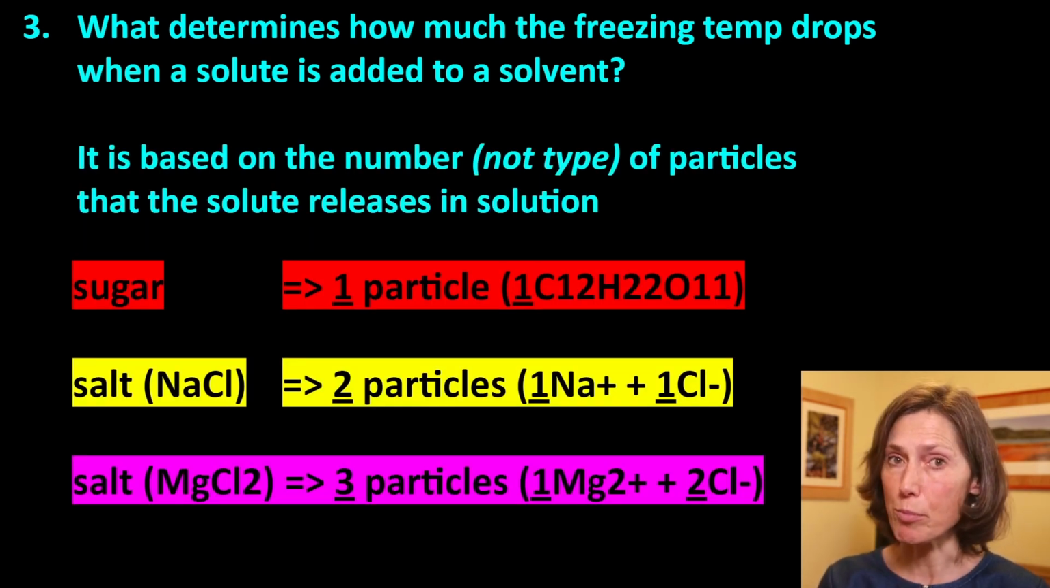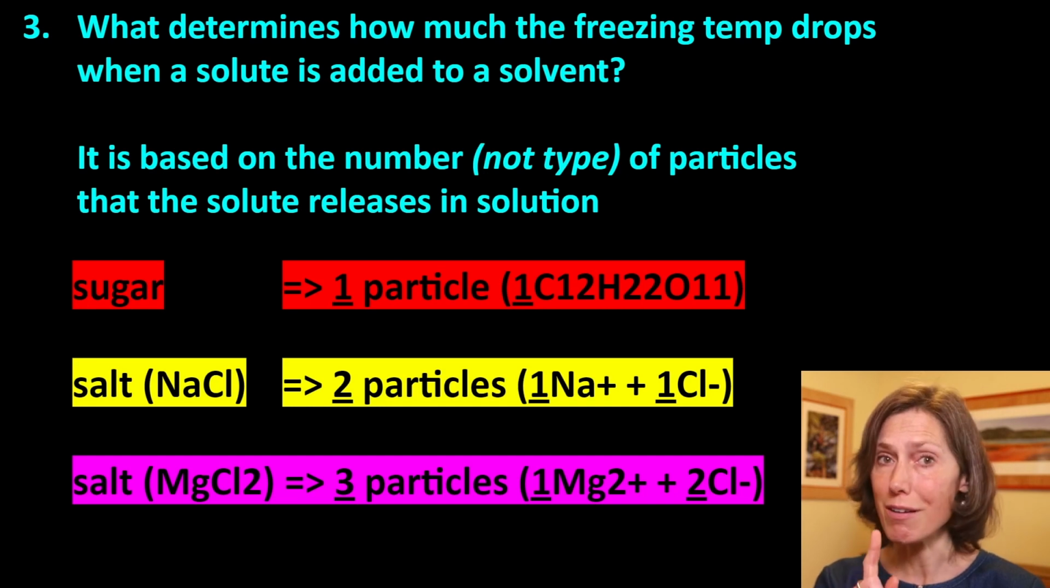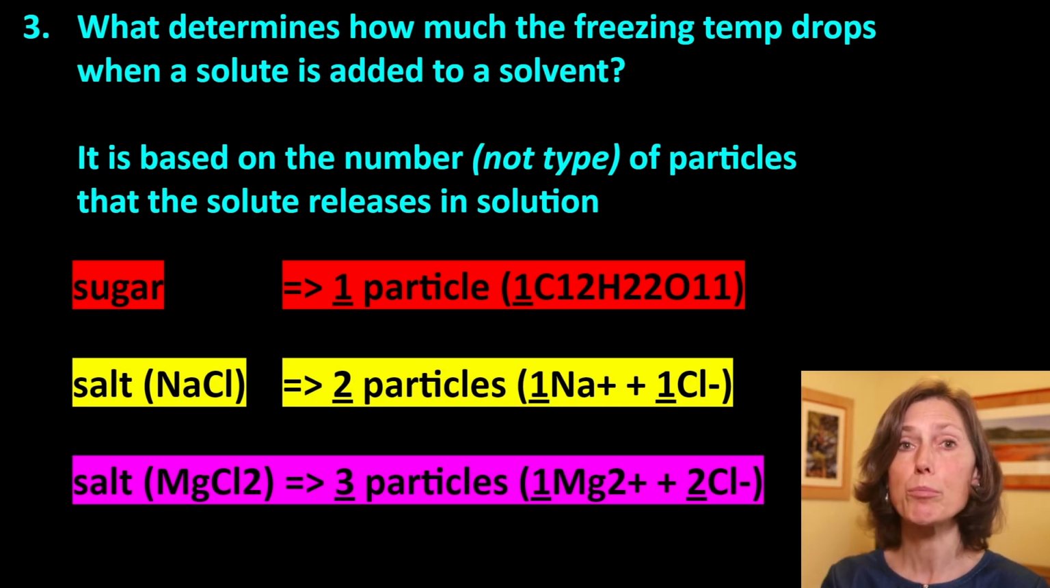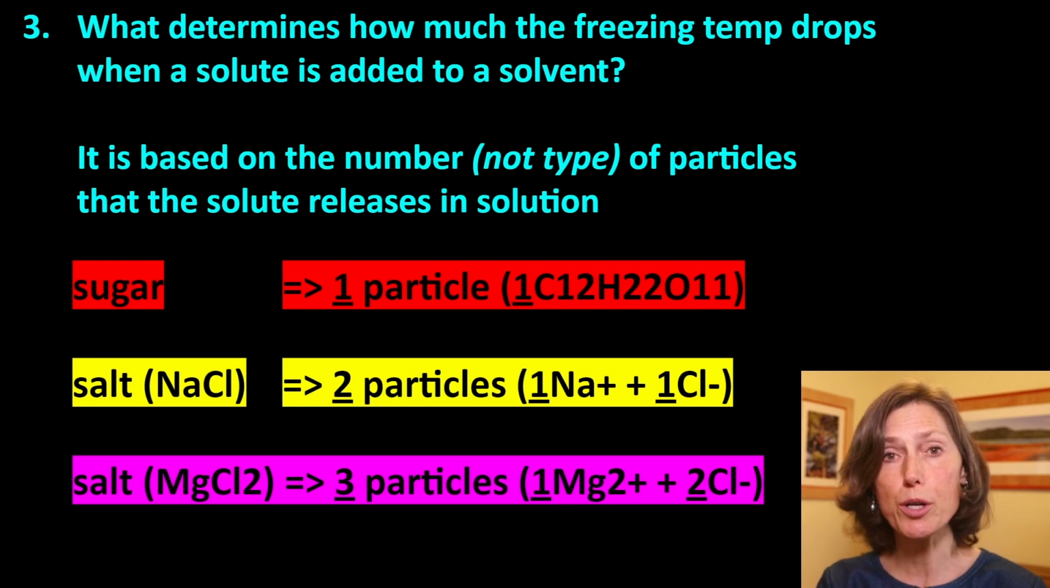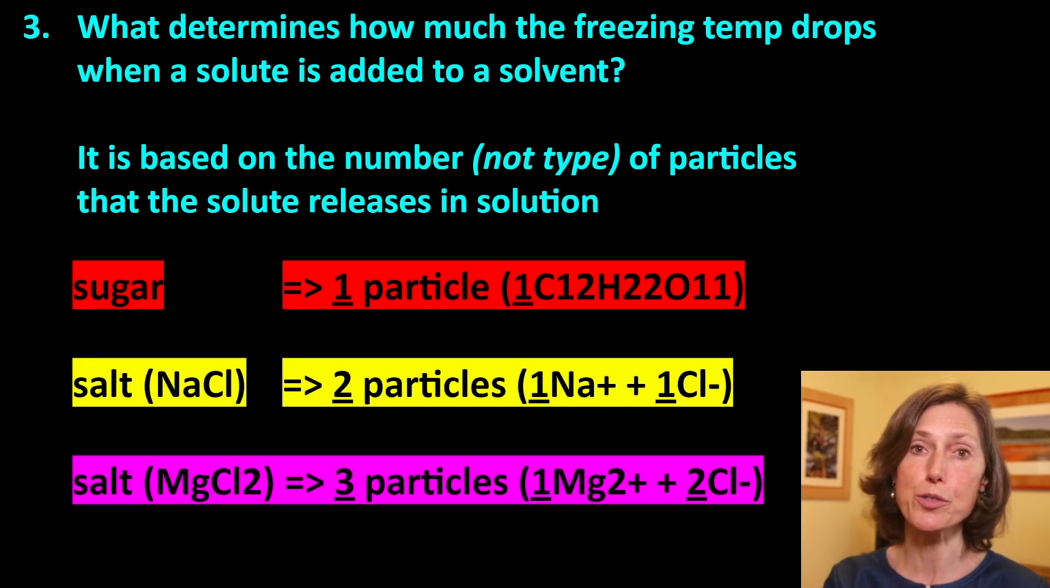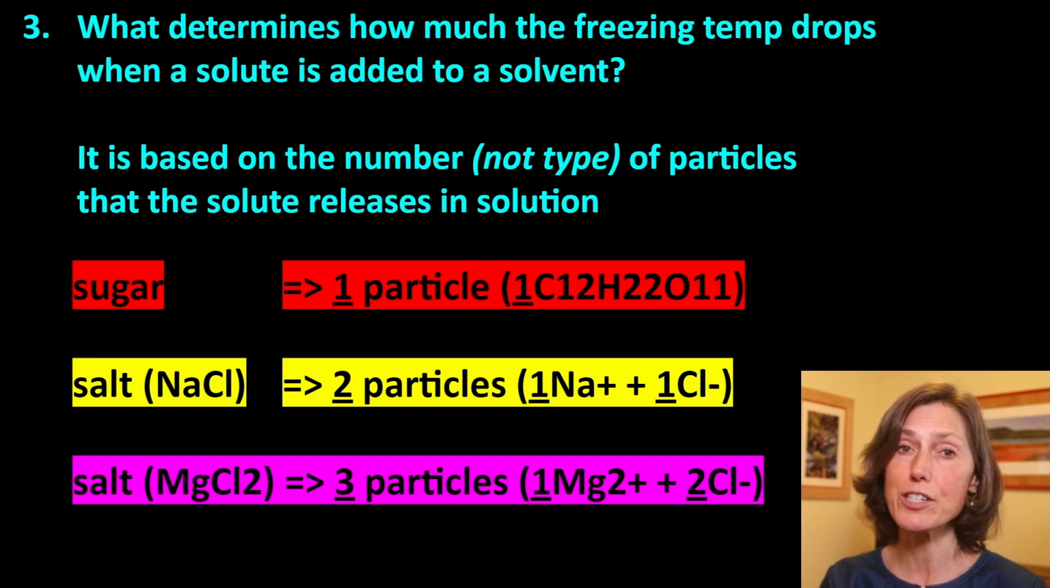Thirdly, what determines how much the freezing temp drops when a solute is added to a solvent? As we saw in the simulation, it is based on the number, not the type of particles that the solute releases in solution. For sugar, that is only 1 per sugar molecule. For sodium chloride, that is 2 per formula unit of NaCl. And for magnesium chloride, that is 3 particles per unit of MgCl2. Therefore, magnesium chloride drops the freezing temp even further.